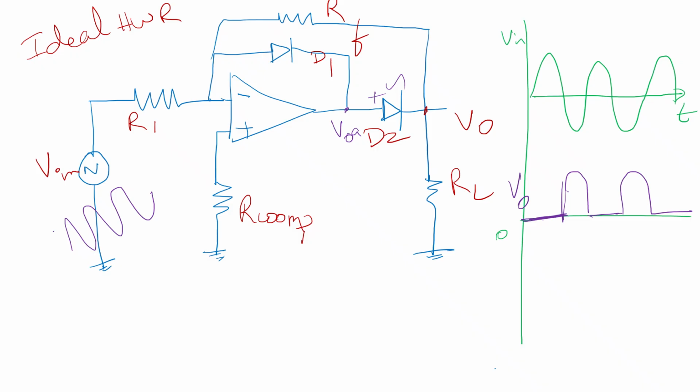So, I would like to state this portion as D1 on, D2 off. This portion is when we get the negative cycle, so it will turn off D1 and turn on D2. This is an ideal half wave rectifier. The op amp should be a high speed version as it alternates between open loop and closed loop operations.